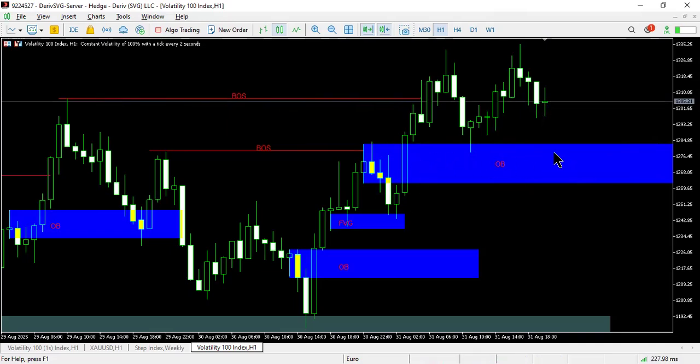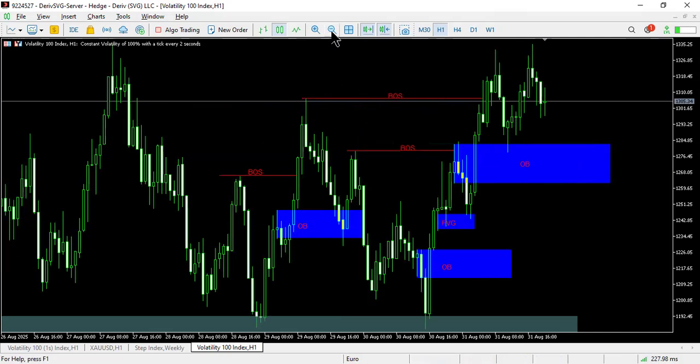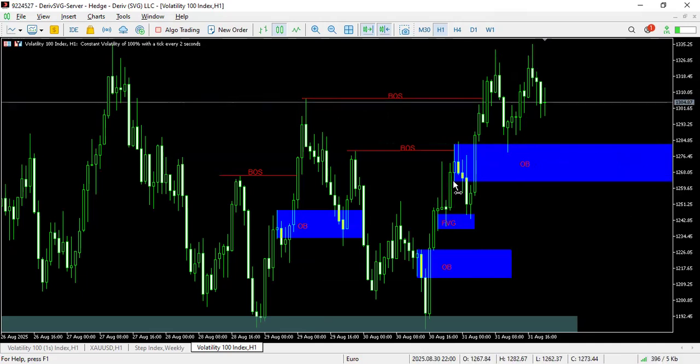Wait for price at this order block, because from the look of price, it looks like it's still coming back at this order block before you can place a trade, because you've just broken structure. Then you can place your trade here, and then stop loss just slightly above that order block.